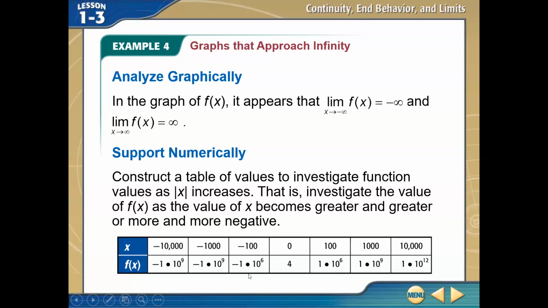If you know anything about scientific notation, that should be -1 times 10 to the 12. So this would be a -10 with 6 zeros behind it. So that's roughly about 100,000, I think. Yeah, 100,000. And then I go to 1,000,000, and then I'd go to 1,000,000,000 as a negative. So I'm getting farther and farther negative.